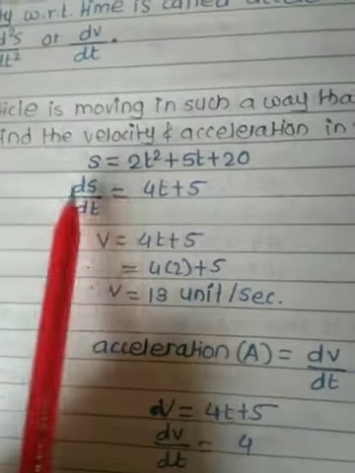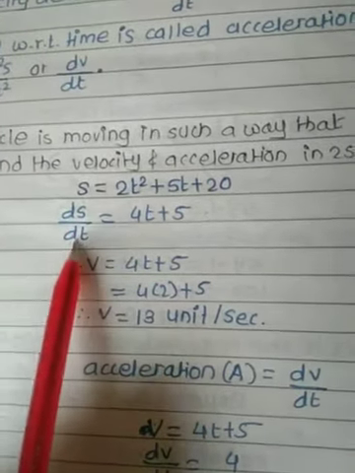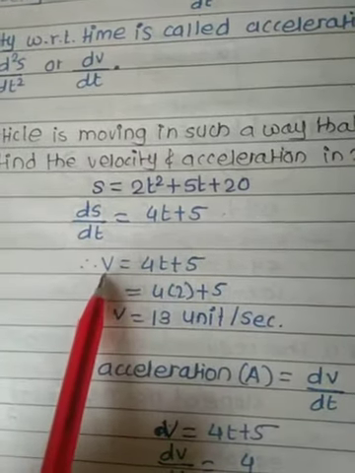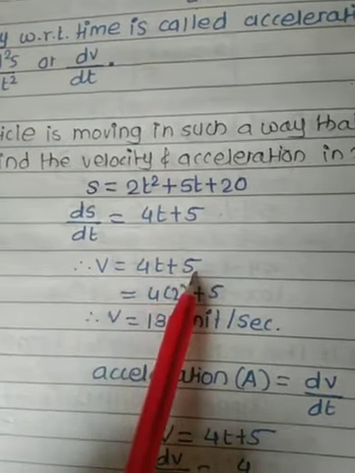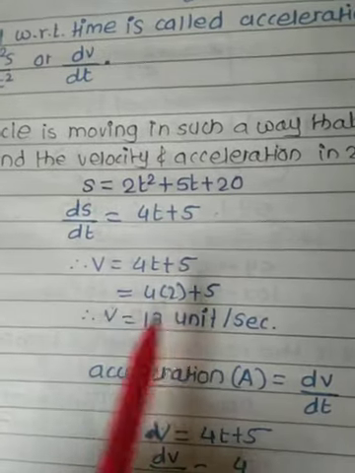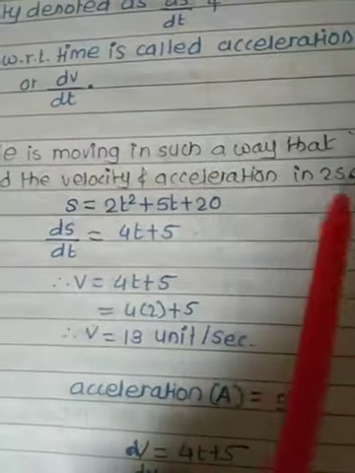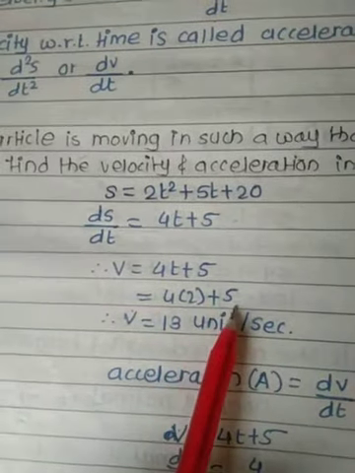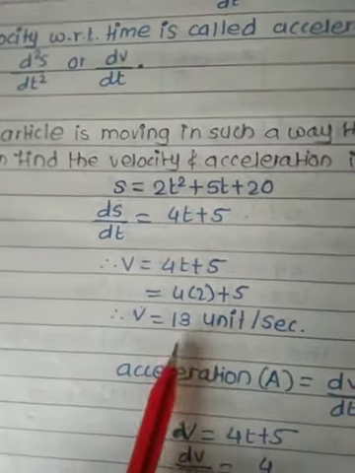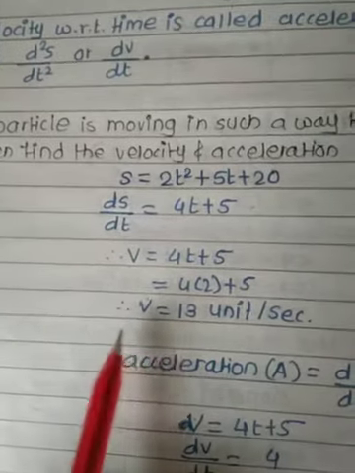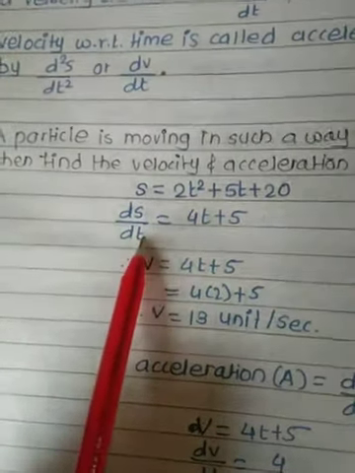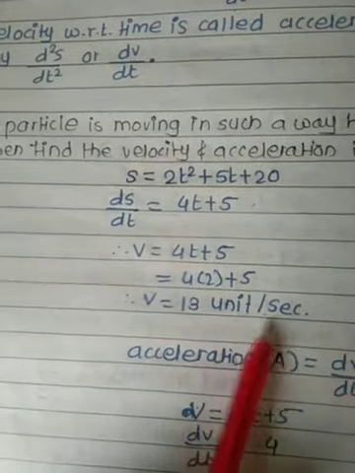Now differentiate with respect to time. ds upon dt is equal to 4t plus 5. Therefore v is equal to 4t plus 5. Now we have to see it at 2 seconds. Therefore 4 into 2 plus 5, so 4 twos are 8 plus 5, 13 units per second. Now we have got velocity v is equal to ds upon dt as 13 units per second.